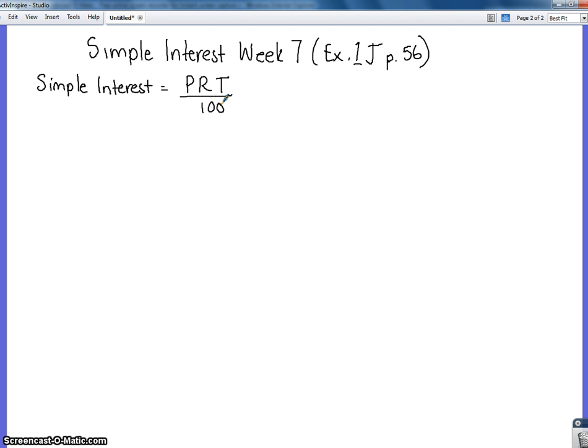Can anyone give me any idea of what interest has to do with? Have a stab in the dark. Go on, James. It's probably completely wrong, but that's all right. I get interest when I put the money in the bank. Yeah, good. When you put your money in the bank, they use your money and give it to somebody else for a while. All right?